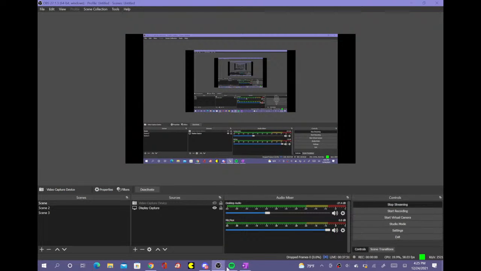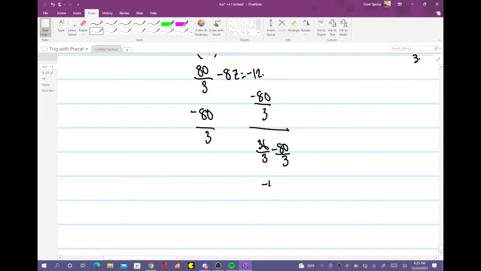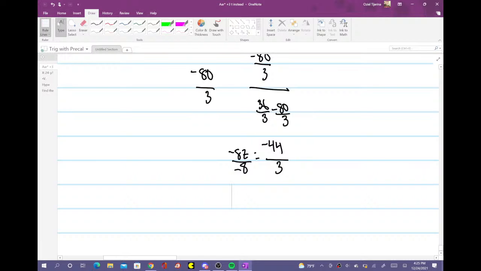So then I end up with negative 44 over 3 equals negative 8z. So then I divide both sides by negative 8. And let me use my calculator. So negative 44 over 3 divided by negative 8. And that's approximately 11 over 6. So z is 11 over 6.